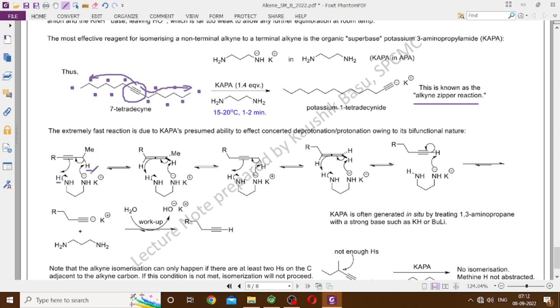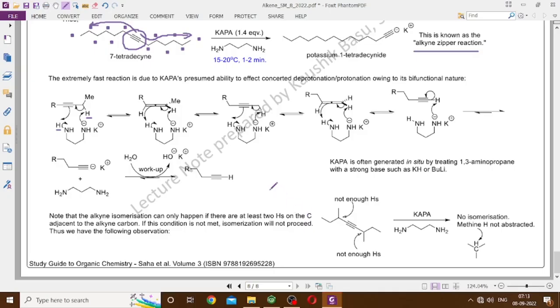So in a single step, you are basically doing a couple of things. You are doing the deprotonation as well as the protonation. In this way, KAPA can function very efficiently, so that eventually this molecule will be totally isomerized into that one, and on water workup you will get the terminal alkyne.